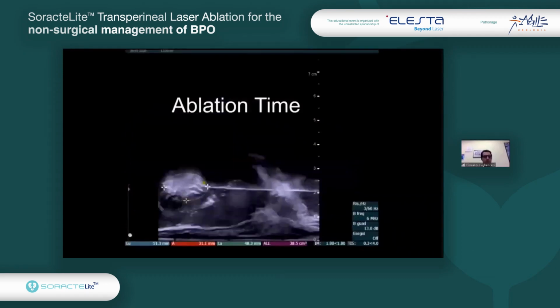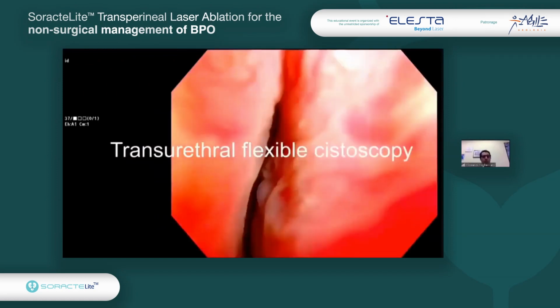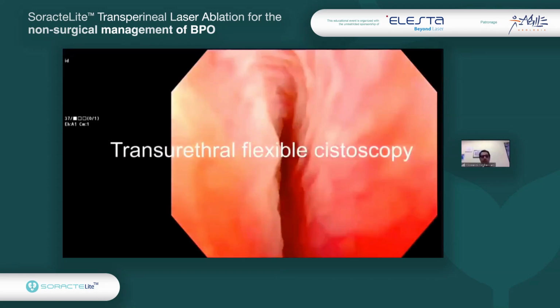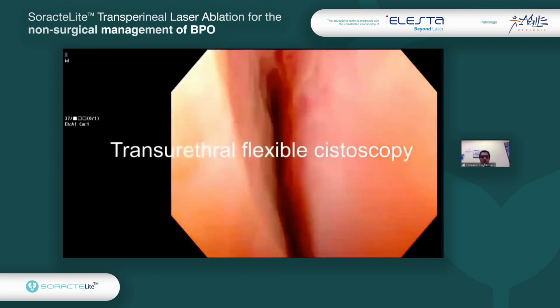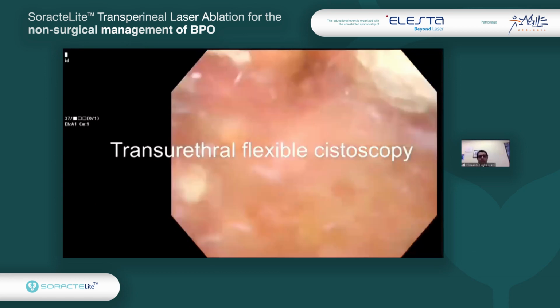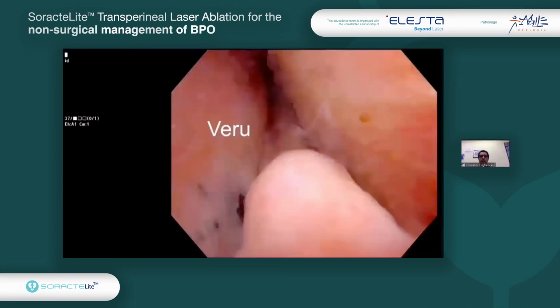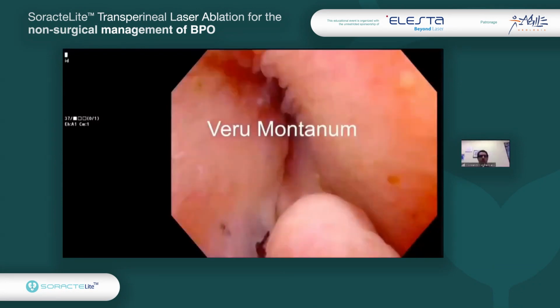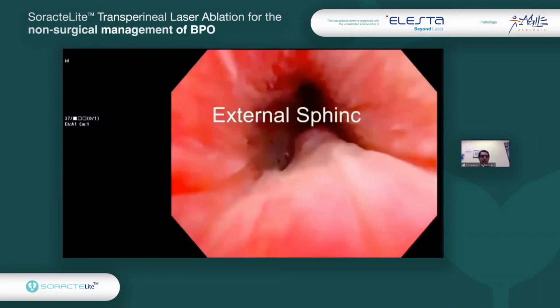This is the transversal view, and it shows the area of coagulative necrosis that you will achieve with the treatment. And this was a control cystoscopy 1 month after the treatment, and you can clearly see the neocavity that was caused by the treatment, obviously with some fibrin inside, and the seminal colliculus is correctly preserved, as well as the external urinary sphincter.